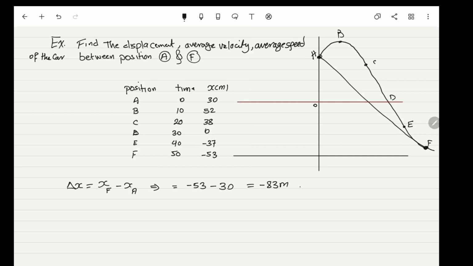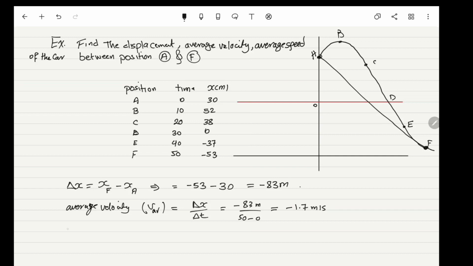Now, the average velocity equals delta x over delta t. Delta x here, we just calculated, is minus 83 meters, divided by the time interval, which equals 50 minus 0. The time for F is 50, and the time for A is 0. When we do the math, it equals minus 1.7 meters per second.